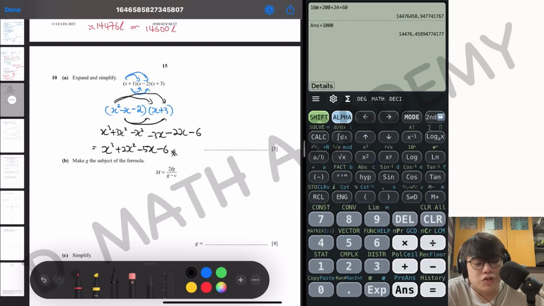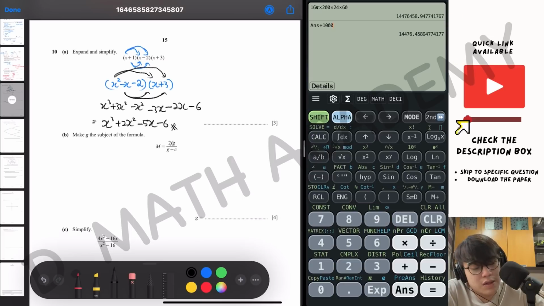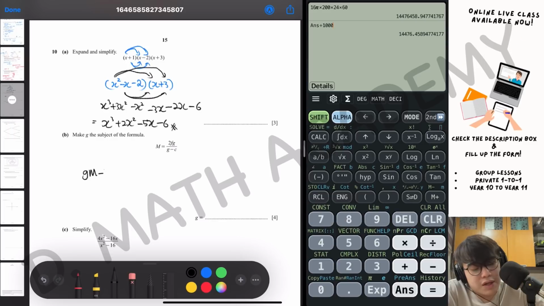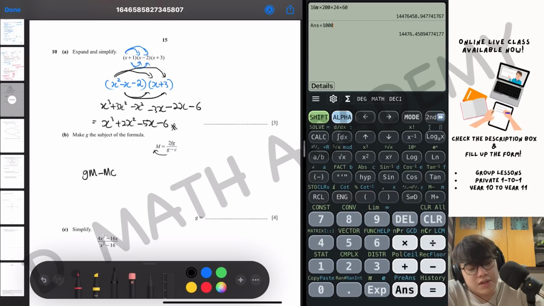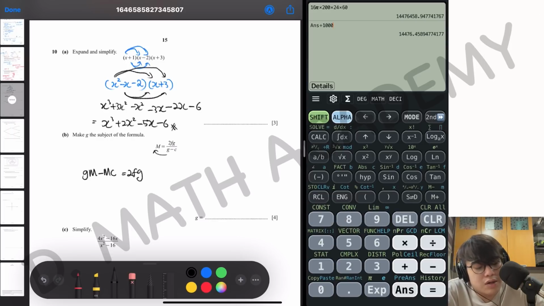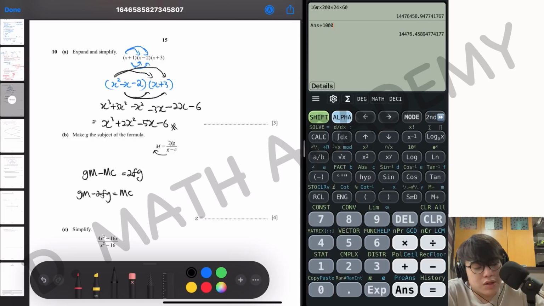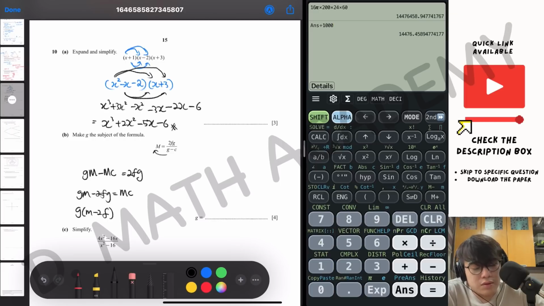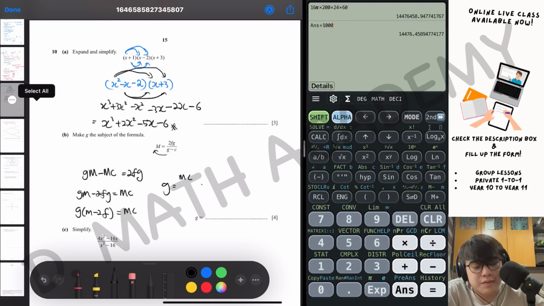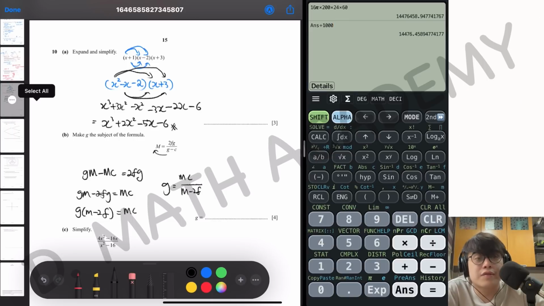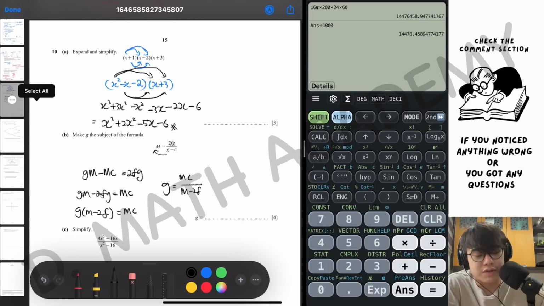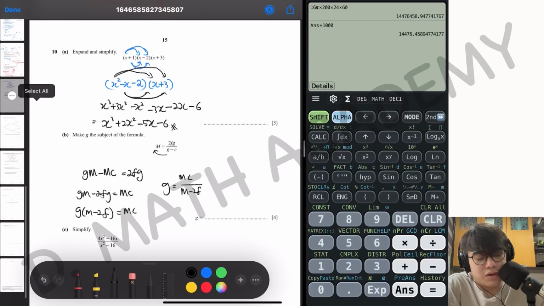Okay, making g the subject of the formula. So I will write g m minus mc first. This is by transferring this here. Then put all the g's together. Then take it out. So g's final answer will be mc over m minus 2f. So this will be your final answer for 10b here.